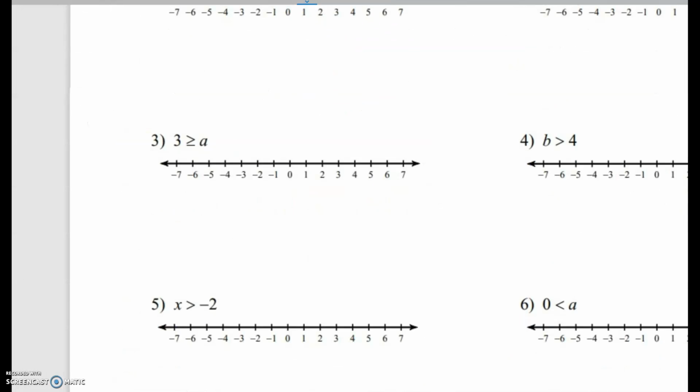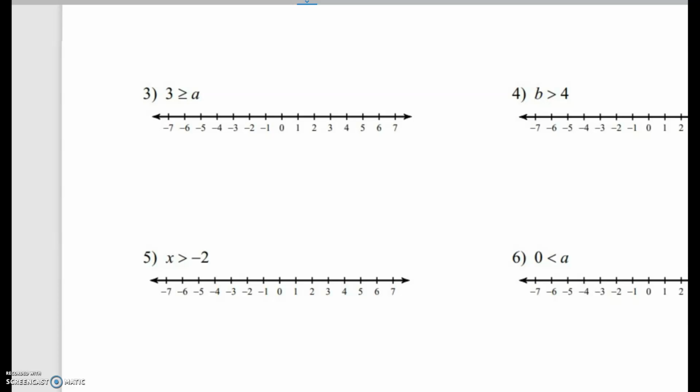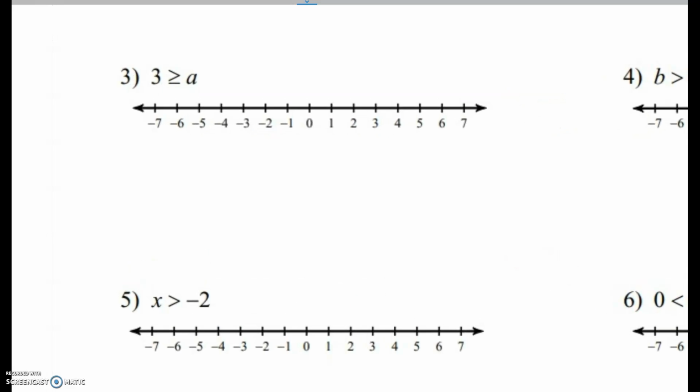All right, I'm going to do the odds with you in the video, and then you can work on the evens after the video. All right, number 3. 3 is greater than or equal to A. Now this one's written backwards, so what we like to do is flip it around. So if I was to flip this around, I would read it as A is less than or equal to 3. Let me just write it above it. A is less than or equal to 3.